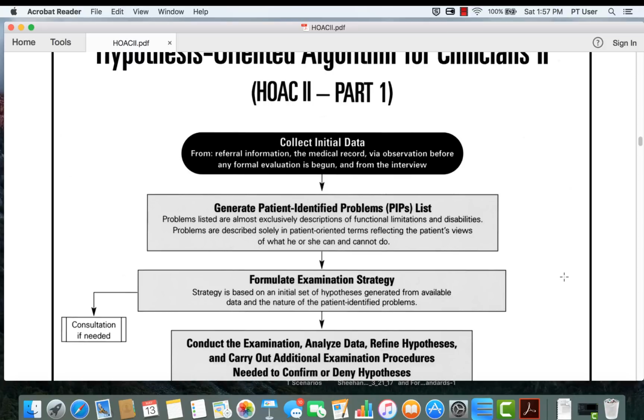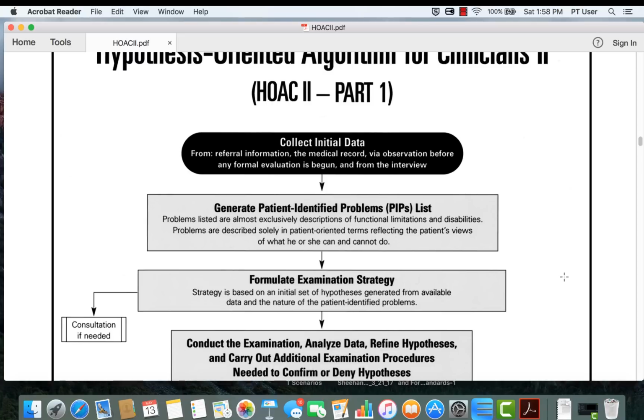Collect initial data, 4 components. As you're collecting initial data, you start to generate a PIP list. You are looking for the patient's perspective and looking at it at the level of functional limitations and disabilities, their problems.